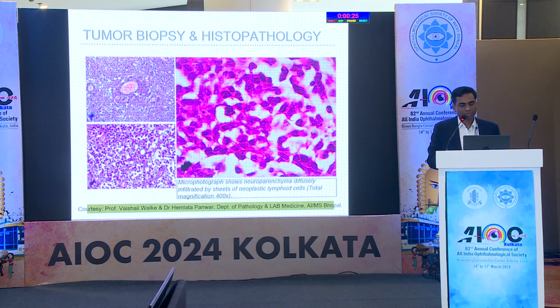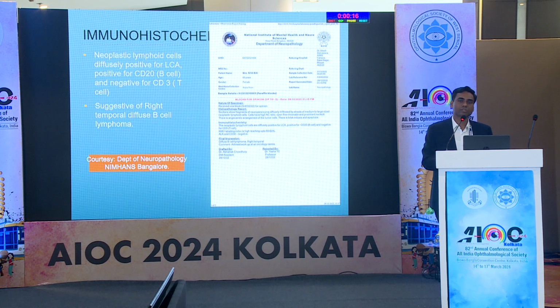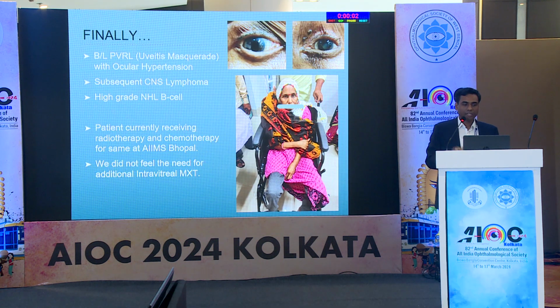Tumor biopsy and histopathology showed the neuroparenchyma diffusely infiltrated with neoplastic lymphoid cells. Immunohistochemistry confirmed our doubt: it was LCA positive, CD20 B cell positive and negative for CD3, suggestive of a right temporal diffuse B cell lymphoma. Finally, the diagnosis was made and the patient was diagnosed with high-grade NHL B cell lymphoma, currently receiving radiotherapy and chemotherapy, and the patient is doing well.